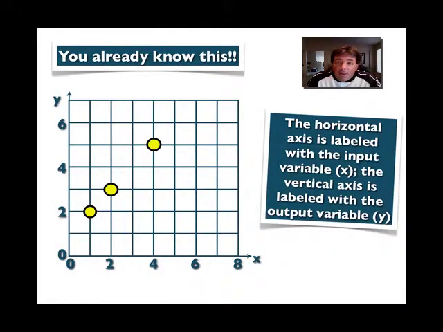All right, again, something you already know, the horizontal axis going across the bottom is the x-axis, and the one going up and down is the vertical axis, that's the y. So we have the inputs going across, we have the outputs going up, and again, we're using x and y. A lot of this is just review for you.